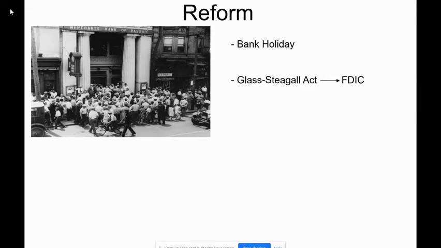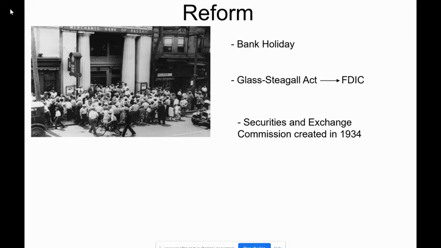They passed this thing called the Glass-Steagall Act, which guaranteed deposits. So the FDIC, the Federal Deposit Insurance Corporation, guaranteed depositors that their money would be there. They also created the Securities and Exchange Commission, the SEC. The Securities and Exchange Commission is a watchdog agency. So they watch the stock market.